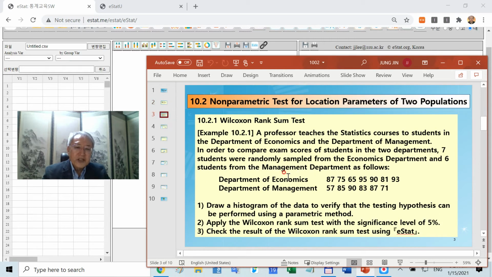Let's consider this example. There are two departments, and we collect a sample from the economics department, and we collect students from the management department. We'd like to plot a histogram first to check whether a parametric test is good. Then we are going to discuss how to apply the Wilcoxon rank sum test.